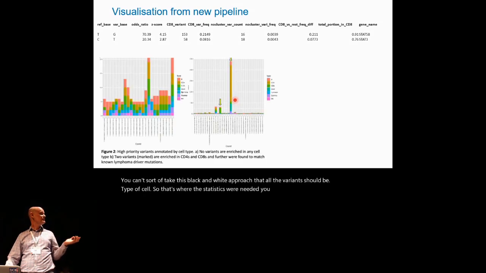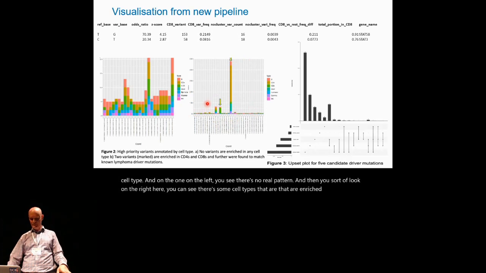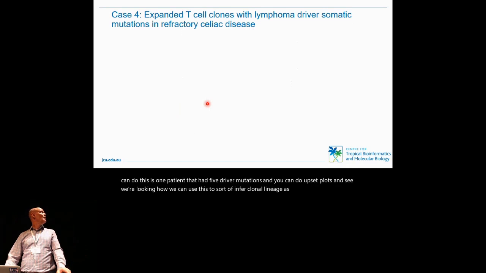You can visualize things. Don't worry, the resolution's terrible, but this is just showing high priority variants by cell type. On the one on the left, you see there's no real pattern. And if you look on the right here, you can see there's some cell types that are enriched. And this is one patient that had 5 driver mutations, and you can do upset plots and see, we're looking at how we can use this to infer clonal lineage as well.